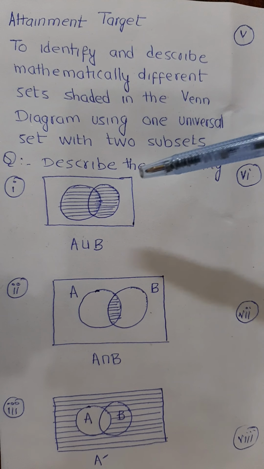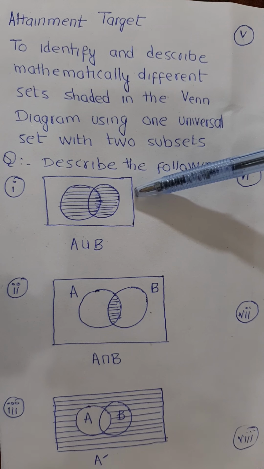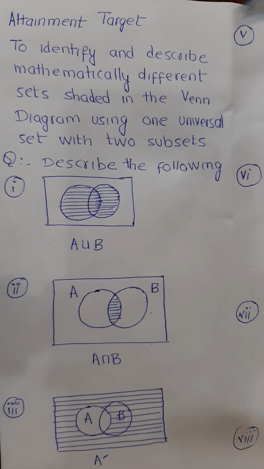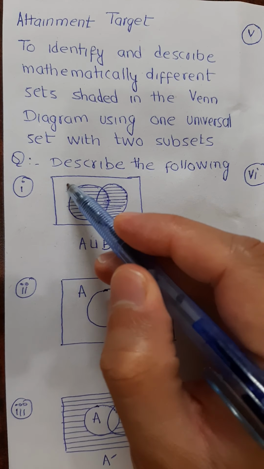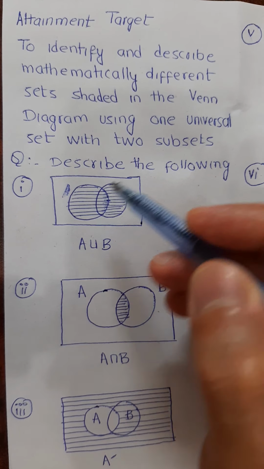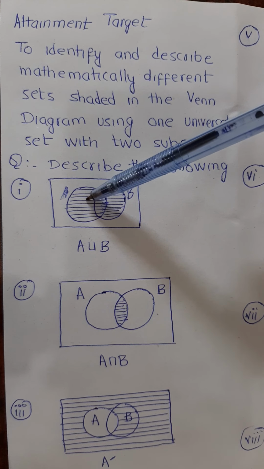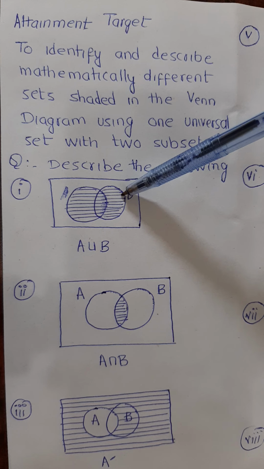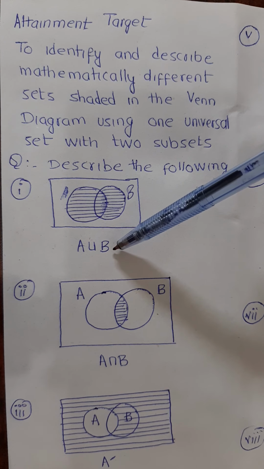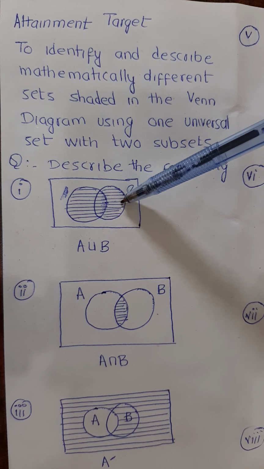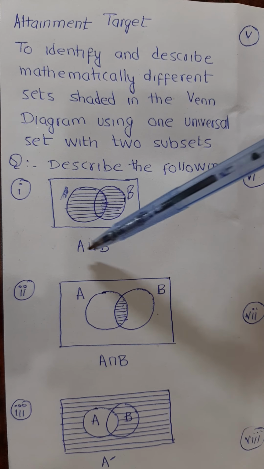So basically, we are going to describe a shaded Venn diagram mathematically. Take an example. If you observe which parts in the Venn diagram are shaded, suppose this is circle A, and this is circle B. In this diagram, circle A is shaded completely and circle B is shaded completely, then we can denote it in mathematical notation as A union B, because the complete circle of A as well as the complete circle of B is shaded, and that is the case of union of A and B.